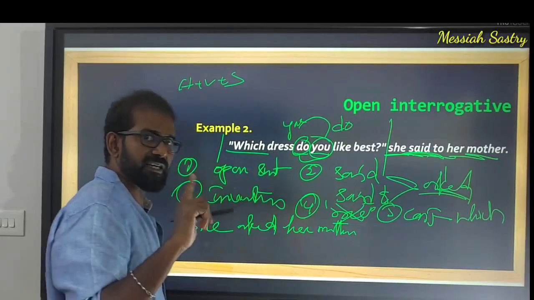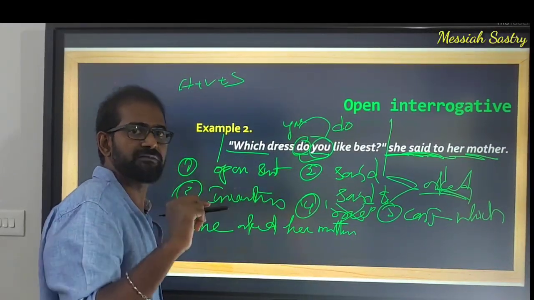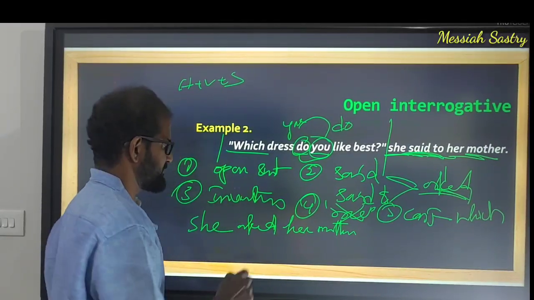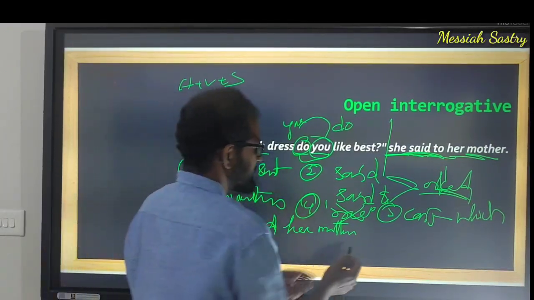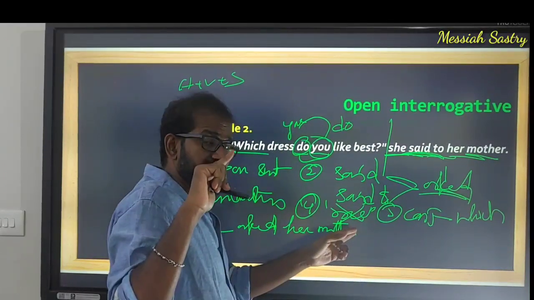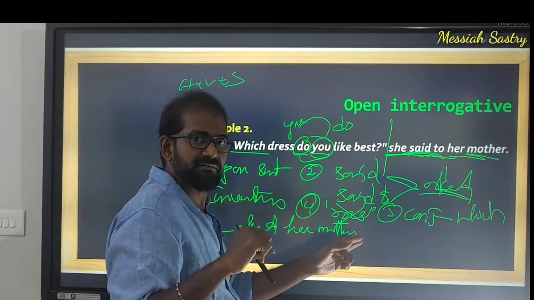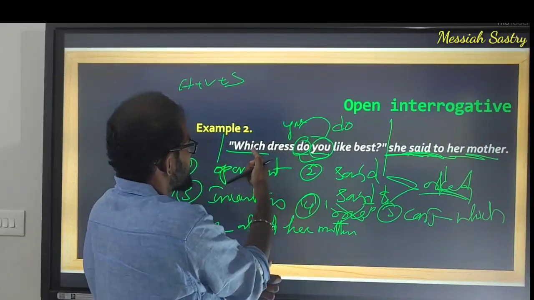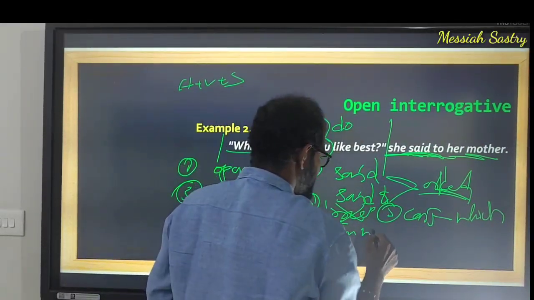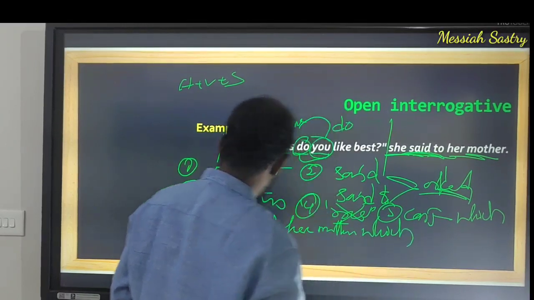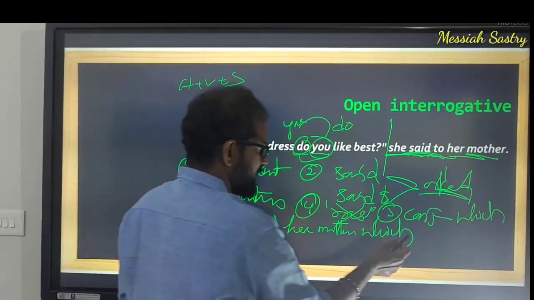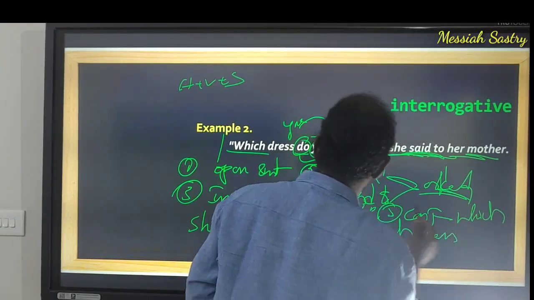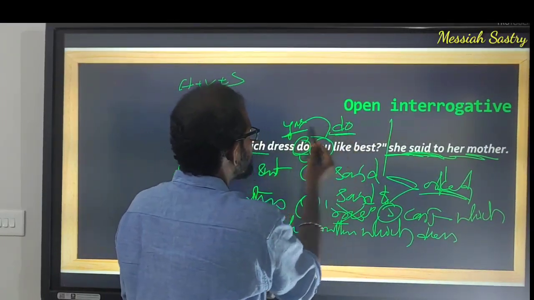In declarative sentences, said to changes to told. In open interrogative sentences, said to changes to asked. She asked her mother. In declarative sentences, we use the conjunction that. In open interrogative sentences, we use the same question word as the conjunction. So which? She asked her mother which dress, and next you and do.